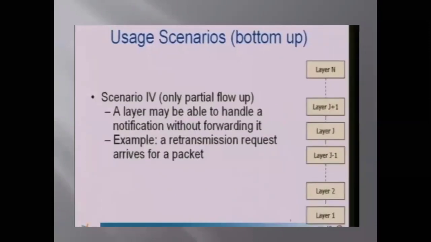The other scenario is where there will be only partial flow. Here the layer may be able to handle the notification without forwarding it, because sometimes if there is a retransmission request, it can be handled by a few of the layers. We don't have to go all the way through the various different layers.